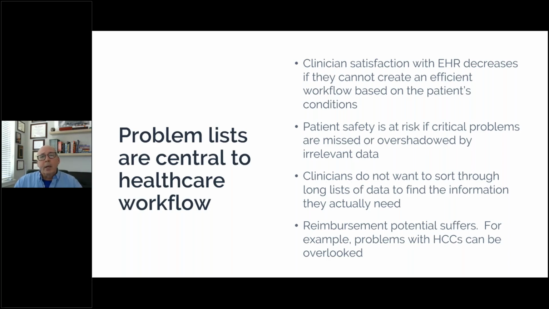And frankly, as a consequence of that, reimbursement also suffers. Even though the modern EHR is pretty good at getting you pretty decent reimbursement, I still have to be able to focus on the right problems in order to take care of that patient and in order to bill for that patient optimally.